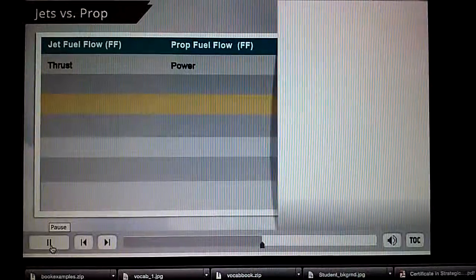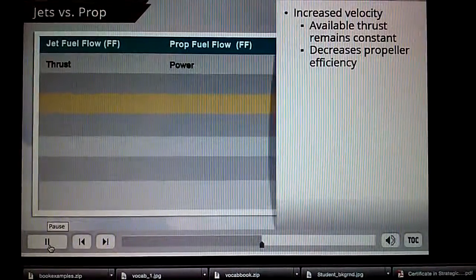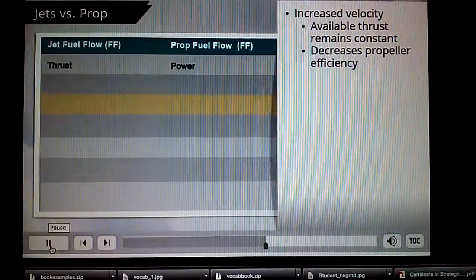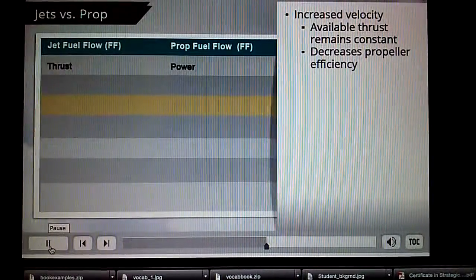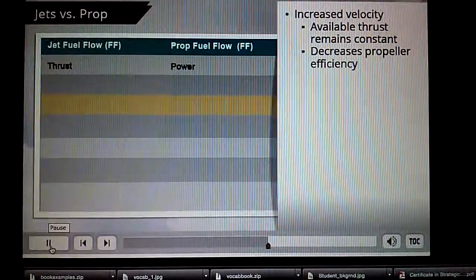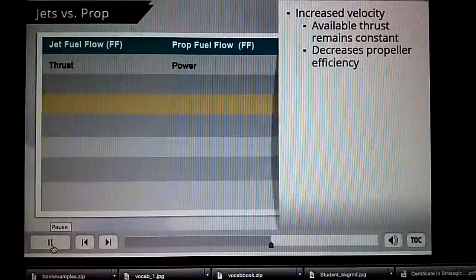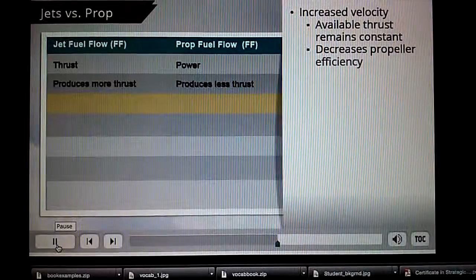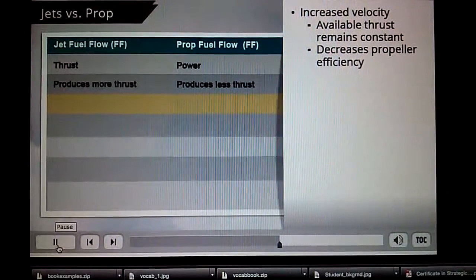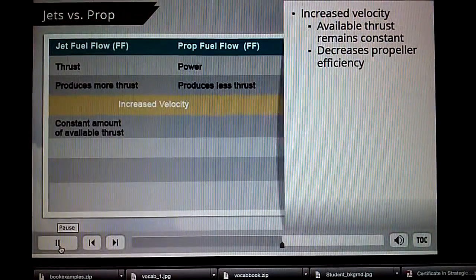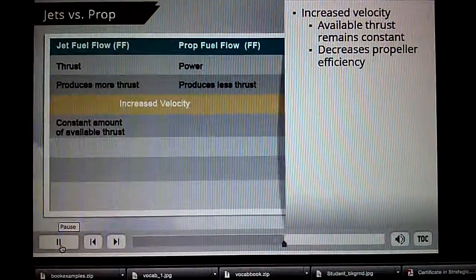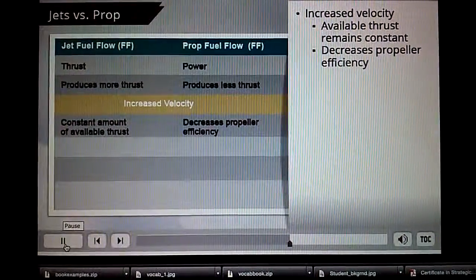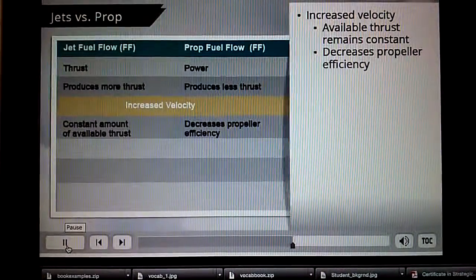We've got to look at thrust available and how it relates to velocity. There are some main differences between thrust available and fuel burn between jets and props. Typically, jets can produce more thrust than propellers. Furthermore, it is seen that the available thrust of a jet remains almost constant with increasing velocity. Compare that to a propeller engine. Propeller engines, however, experience a reduction of thrust with velocity.